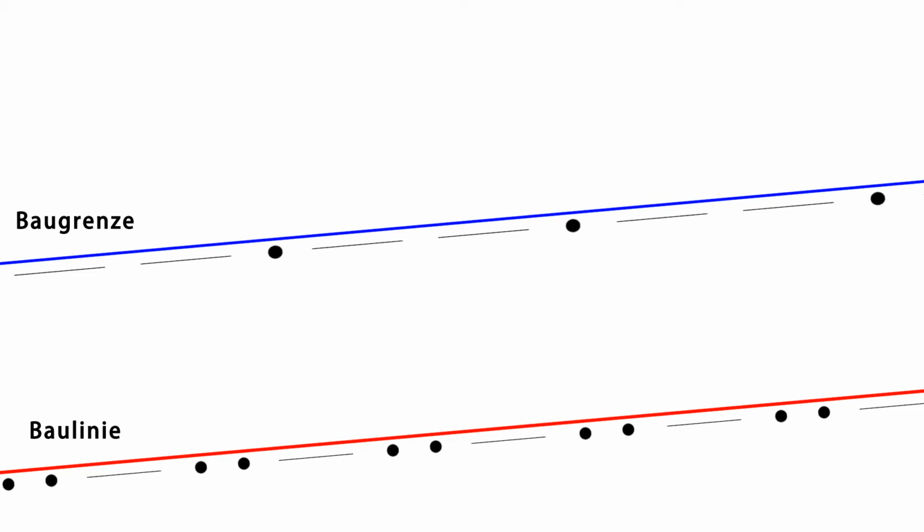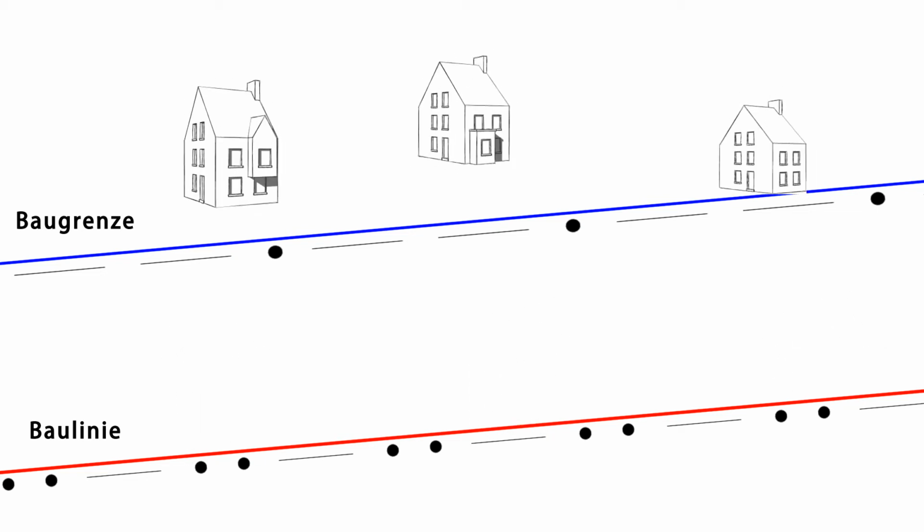Let us now look at the Baugrenze. If a Baugrenze is defined, buildings and parts of buildings may not extend past it. Here as well, parts of buildings may extend past or keep back from the Baugrenze to a small degree.